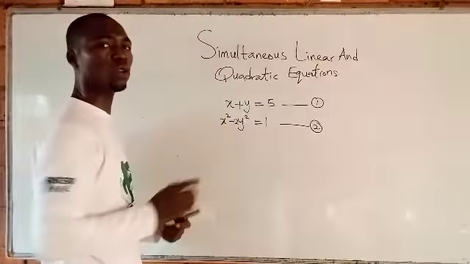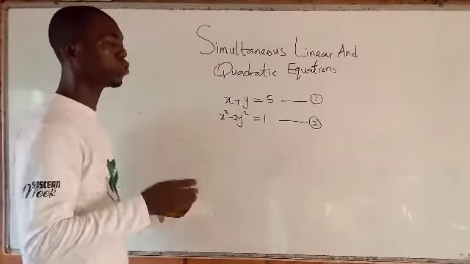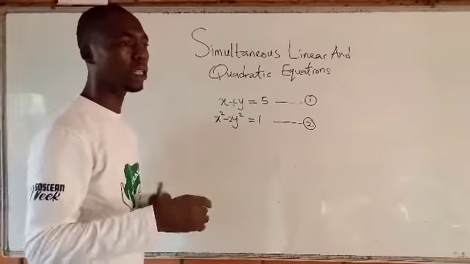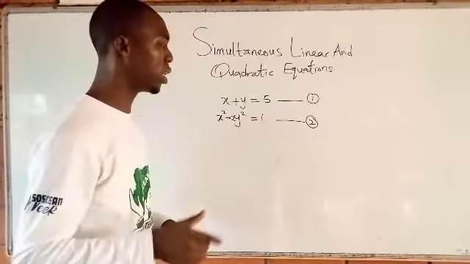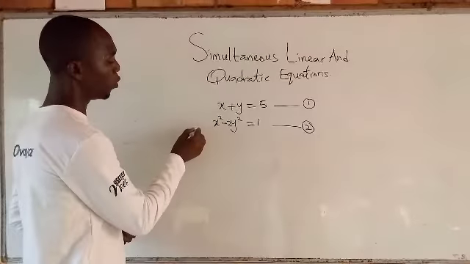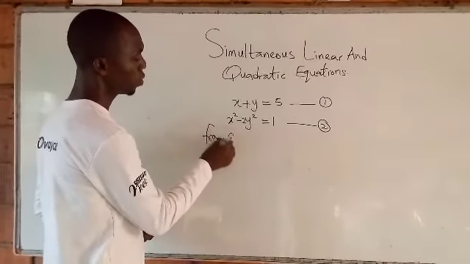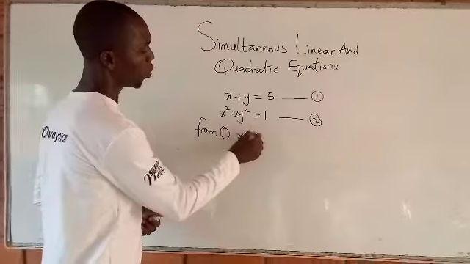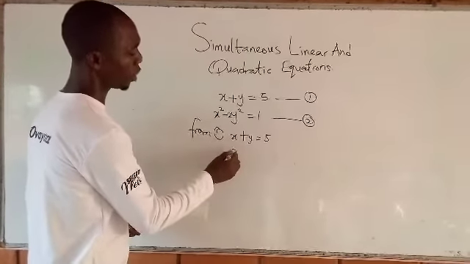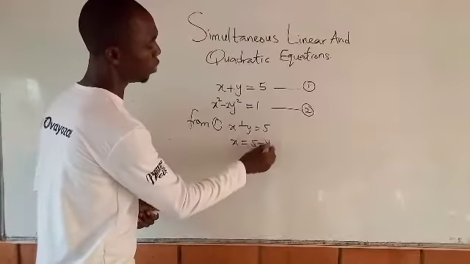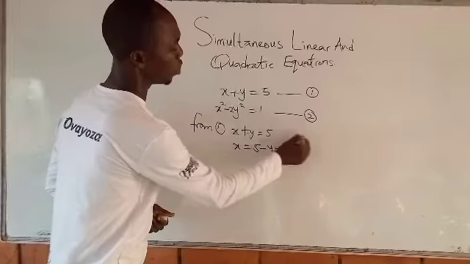So for me to solve this equation now, I have to make use of the substitution method, and then I will end up arriving at a quadratic equation. So from equation 1, we have that x plus y equals 5. That means x equals 5 minus y. We take this as equation 3.